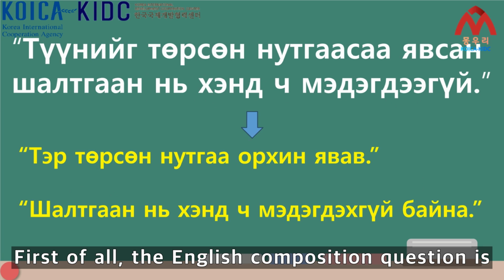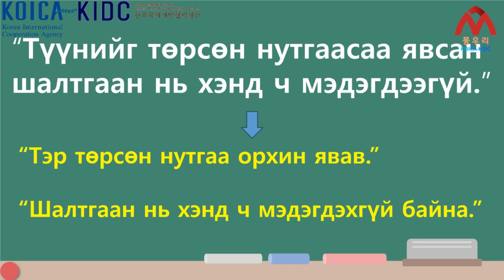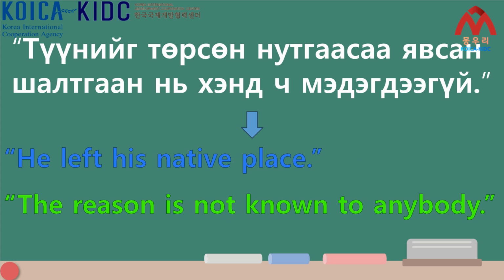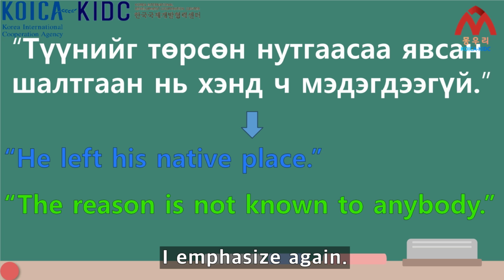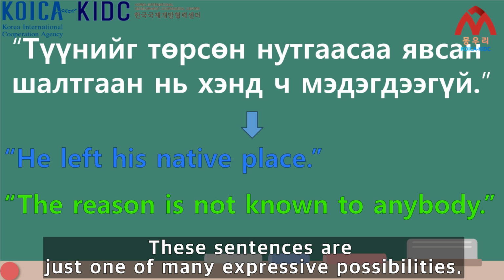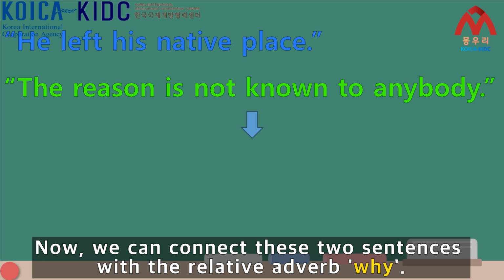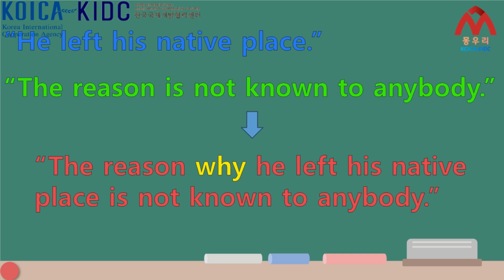First of all, the English composition question is divided into 2, and then we translated each sentence into English. "He left his native place." "The reason is not known to anybody." I emphasize again, these sentences are just one of many expressive possibilities. Now, we can connect these two sentences with the relative adverb "why." "The reason why he left his native place is not known to anybody."